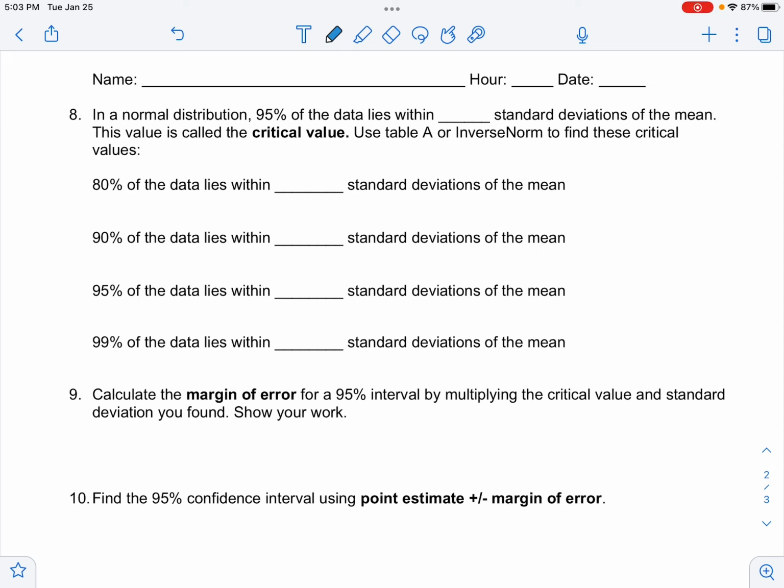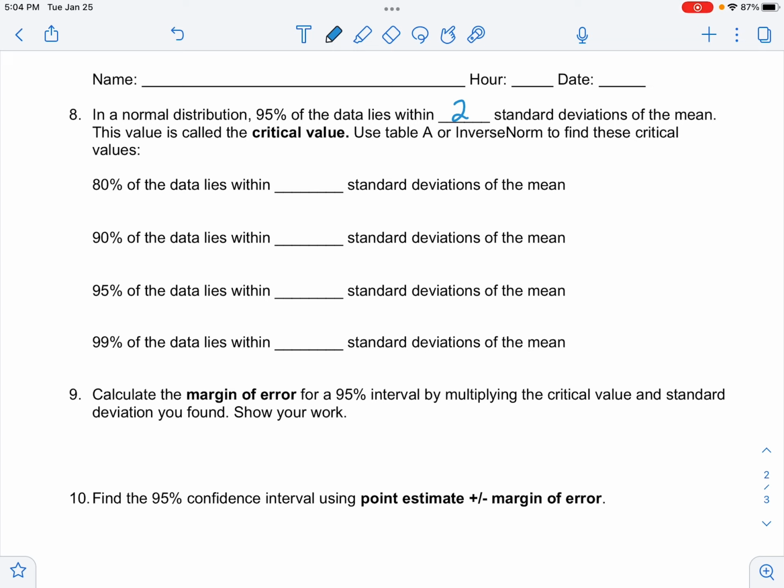So in question 8, it says in a normal distribution, 95% of the data lies within blank standard deviations of the mean. And for this, we want to think back to the empirical rule. When we did the empirical rule, we learned that that was 2 standard deviations of the mean. But that empirical rule is a nice, neat little rule that kind of estimates a little bit and rounds some numbers. So actually, 2 standard deviations in the 95% is an estimated guesstimate that is nice and pretty and easy to use, but it is actually not the most accurate.